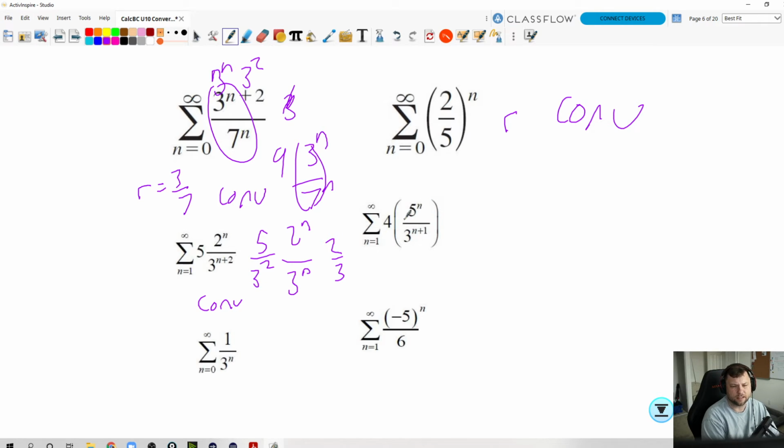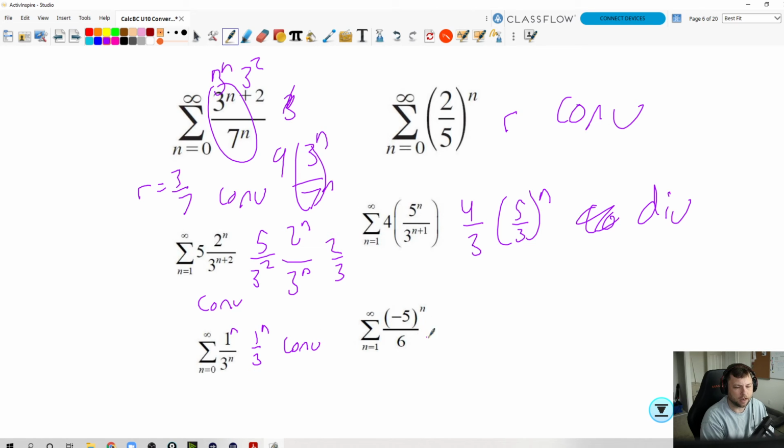This one, similar idea here. Actually pull out a 3 from the bottom. So this will be 4 times 3, and it'll be 5/3 to the n power. My r is this 5/3. So that's too big, so we're going to diverge right here. 1 over 3 to the n, 1 over 3 to the n, which is 1/3 to the n power. That's going to converge because my ratio is 1/3.